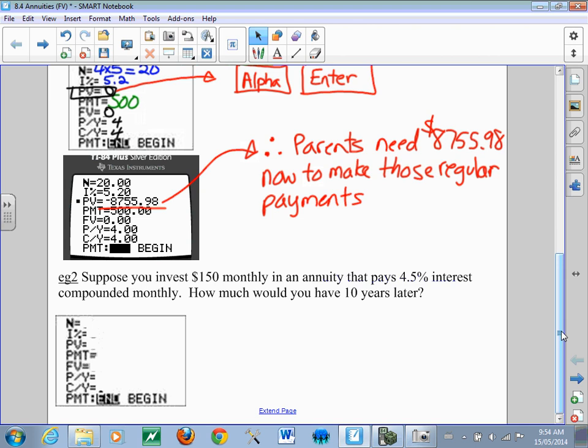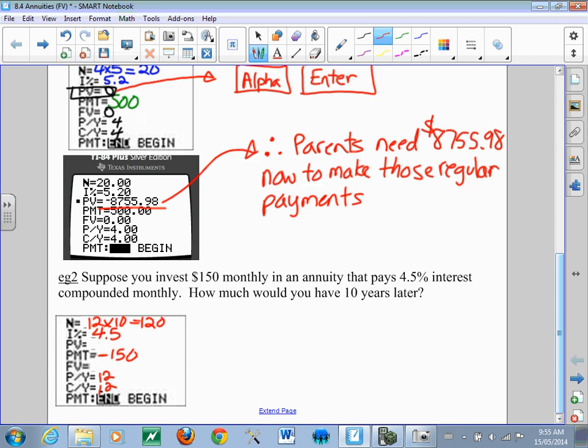Okay, suppose you invest $150 monthly into an annuity. So that's a regular payment. We're going to make it negative because they're going to give us money back. Either one of these has to be negative. Into an annuity that pays 4.5% interest, so 4.5 compounded monthly, so that means 12 compounds per year, periods per year, and 12 times 10, because it's 10 years later, so that's going to equal 120 when we're done.